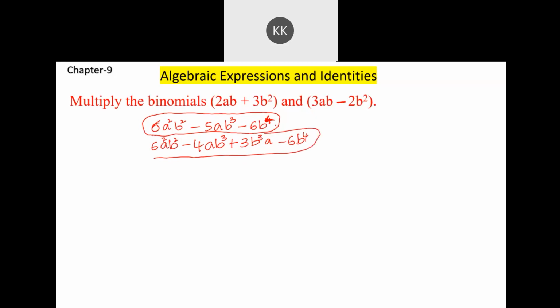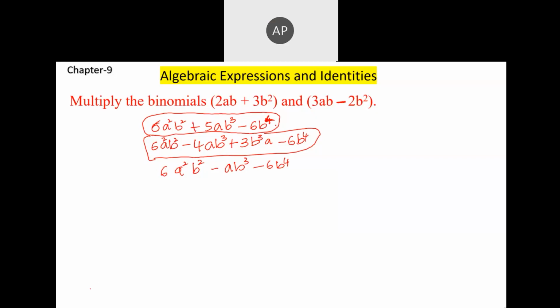Ashutosh's answer is 6a square b square minus 4ab cube minus 6b to the power 4. Is this the answer, Abhinav? No, sir. The first one, make it plus 5ab cube. Yes, sir. Now it is correct.